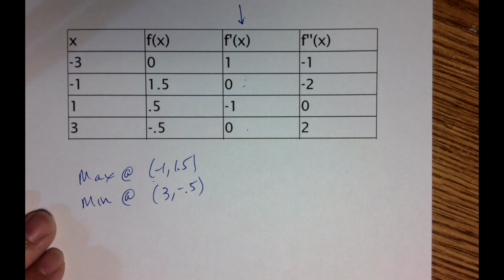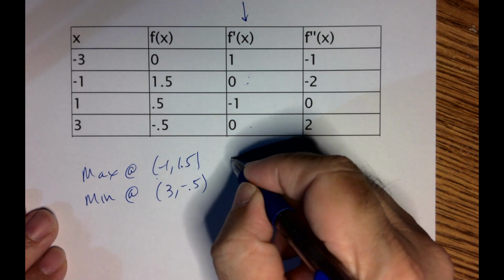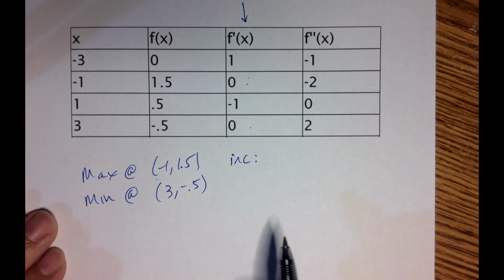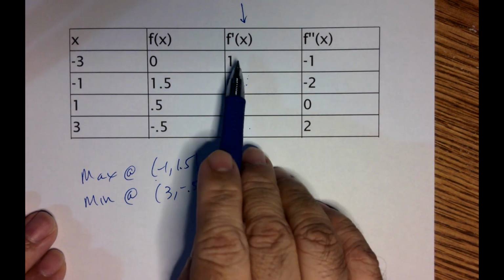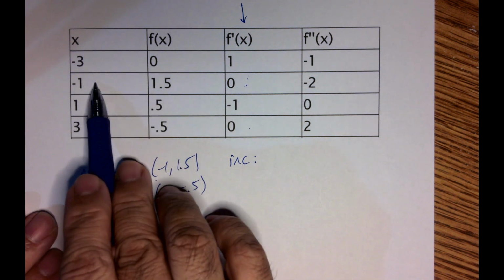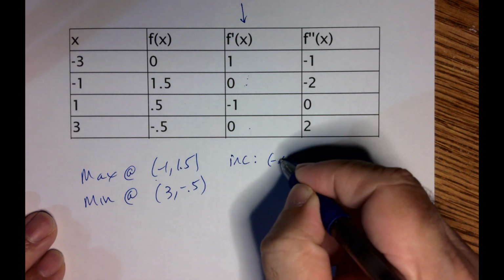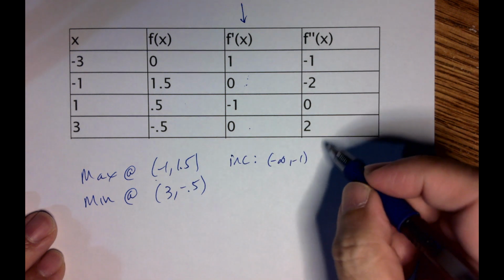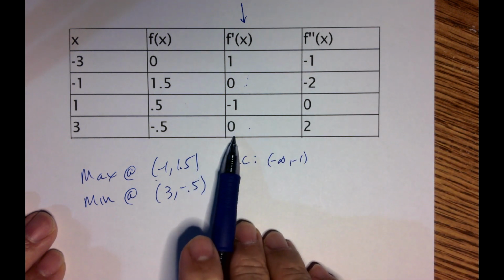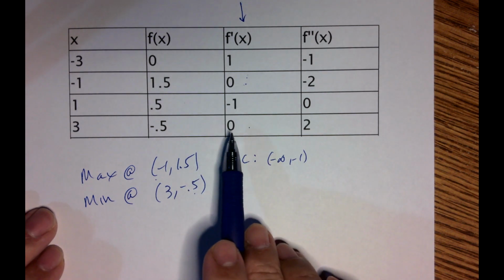Intervals of increasing and decreasing. So now look at the first derivative. To the left of -1, so anything less than -1, negative infinity to -1 is increasing. And then you're like, there's no other positive values. But remember, this was a min.